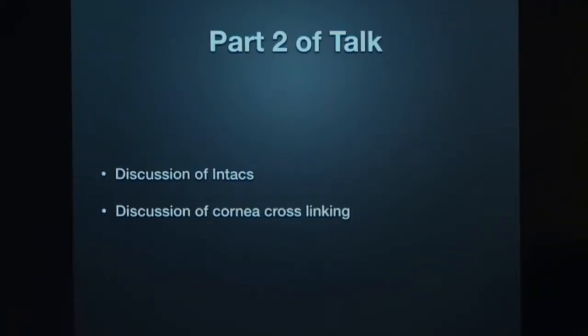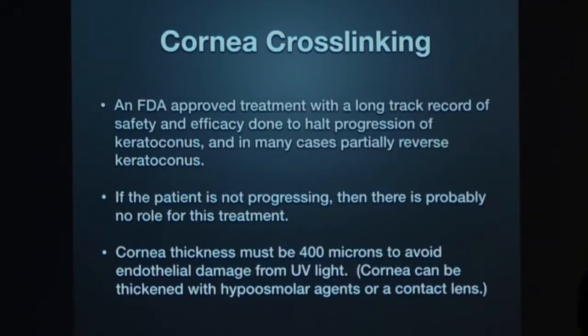Okay. Any questions so far about that before I move on to some little movies about Intacs and keratoconus? Or crosslinking. Okay. All right. So part 2. So cornea crosslinking is an FDA-approved treatment now. It has a long track record of safety and efficacy. It's been around for years and years and years outside of the United States and was done in the United States in clinical trials for years. It has a long track record of safety and efficacy, and it's done to halt the progression of keratoconus.